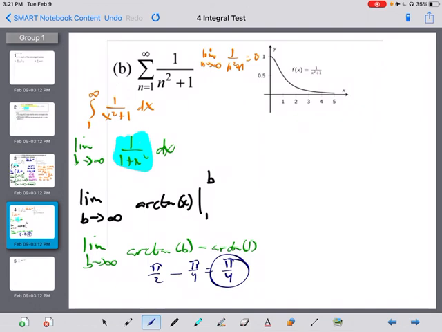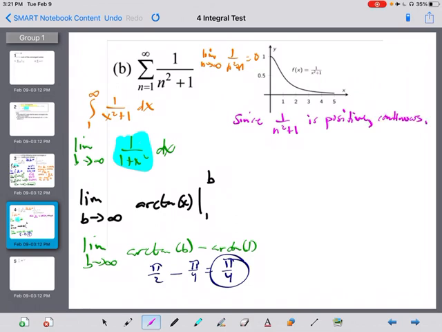So you cannot say that the original series converges to pi over 4. You can just say that it converges. So we would say, since 1 over n squared plus 1 is positive. We know it's positive because if you plug in values for n starting at 1 going to infinity, you get all positive numbers. Continuous.